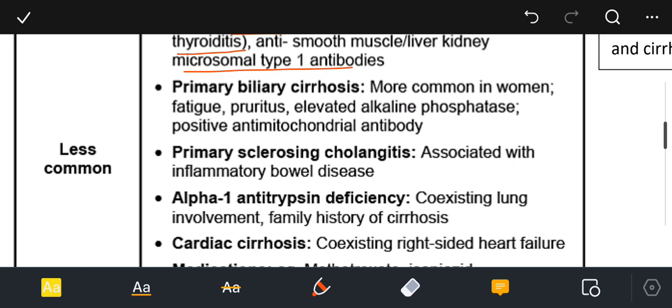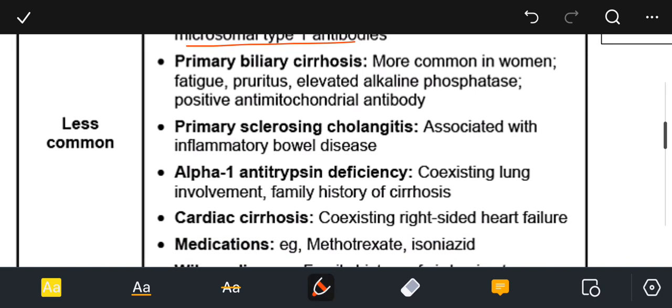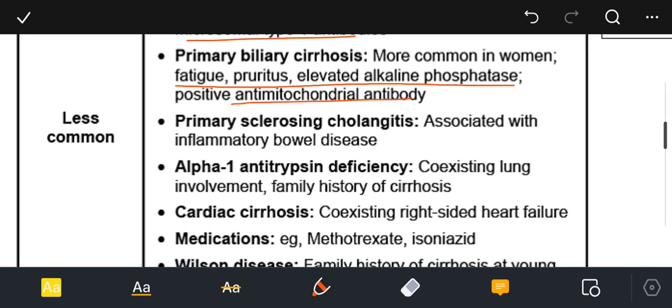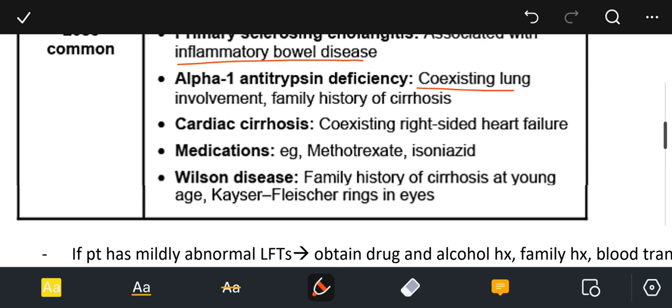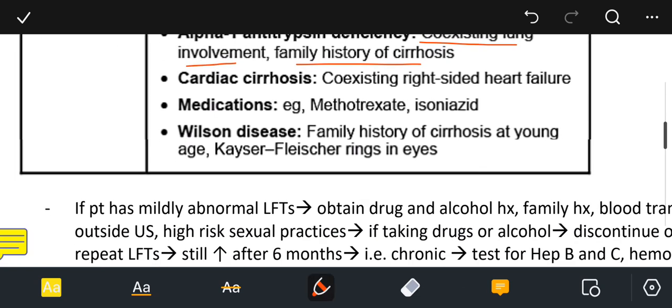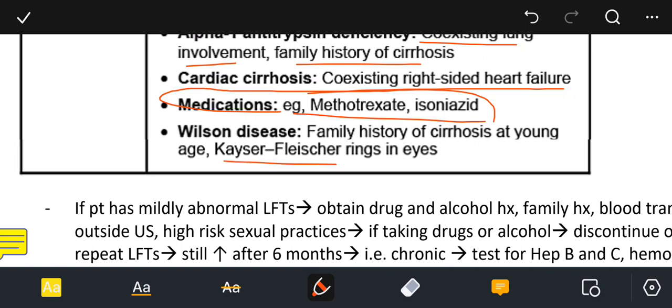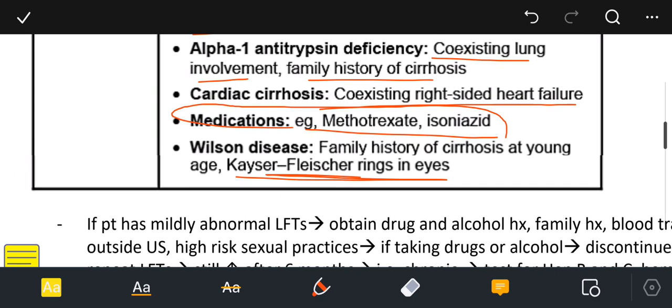Primary biliary cirrhosis, more common in women, fatigue, pruritus, elevated alkaline phosphatase, positive antimitochondrial antibody. Primary sclerosing cholangitis is associated with inflammatory bowel disease. Alpha-1 antitrypsin deficiency, coexisting lung involvement and family history of cirrhosis. Cardiac cirrhosis, coexisting right-sided heart failure will be there. Medications like methotrexate and isoniazid can lead to cirrhosis. Then Wilson's disease, family history of cirrhosis at young age and Kayser-Fleischer rings in the eyes can also lead to cirrhosis.